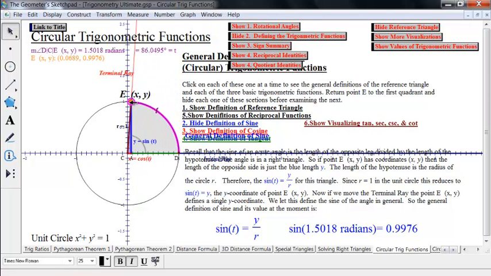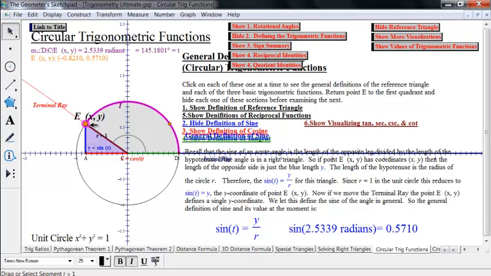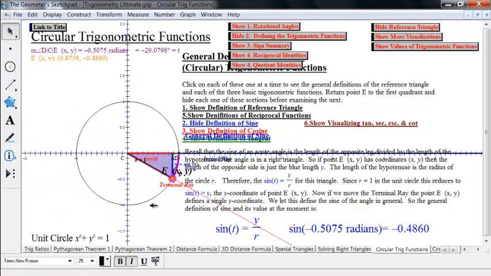Now notice that we can continue this idea, because no matter where we are on this terminal ray, there is an ordered pair (x, y), and so we can let y be the sine of that angle. So here we have an obtuse angle here, about 145 degrees, about 2.53 radians, and the sine of that is the y coordinate of this point here. Okay, and I can see that's somewhere between 0.5 and 0.6. Yeah, it's about 0.5710.